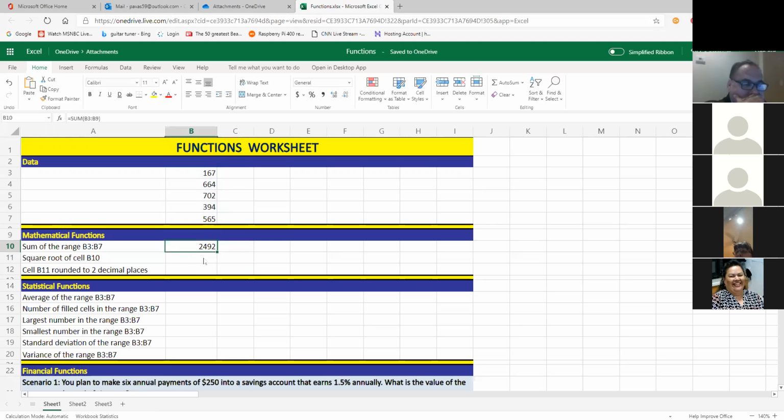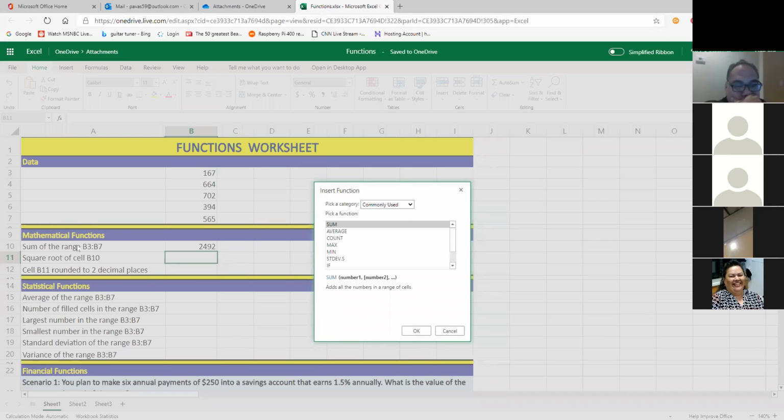All right, so the next one is to obtain the square root of this number, the square root of B10, which is 2,492. How do we do that? Well, the square root is another function. So I'm going to go right here, functions, and look for the square root, but see, it's a mathematical function, so I don't see it here. How do I look for it? I can just click right here and go to math and trigonometry, and look for square root. It's in alphabetical order, so I'm going to go down to the S. There it is, here it is, look, S, Q, RT, PI. Right here, SQRT.